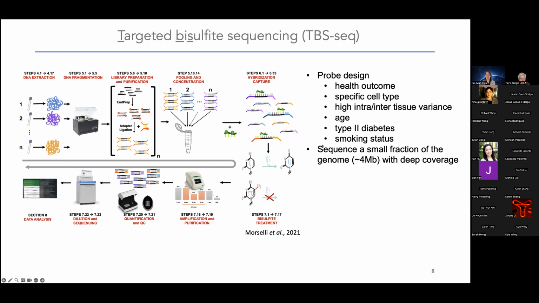You can see the hybridization capture part is the key for the TBS-seq. We will design probe panels, which are the regions of interest across the human genome that we are trying to look into. These probes might be related to health outcomes like diabetes. They might be related to accumulative traits, like whether these people have gone through smoking or so. And they will have higher intra- or inter-tissue variances, and might be correlated with age changes.